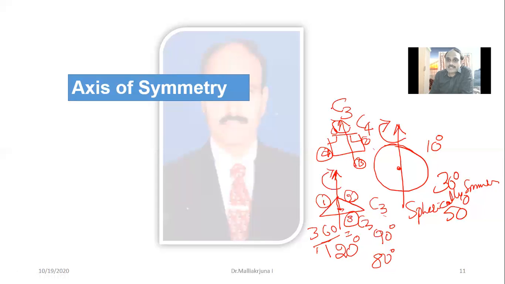So what is this C3? C3 is an axis of symmetry called the C3 axis. And what is this 90 degree rotation? C4 axis. Similarly, C6, C7, C2, C1, and so on.